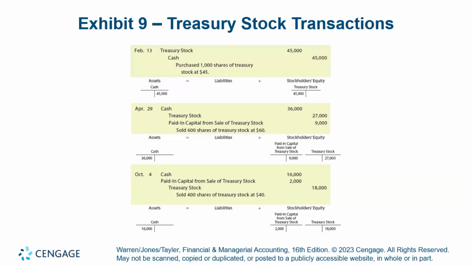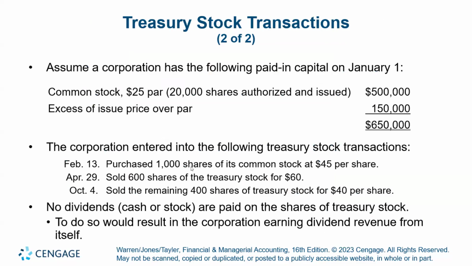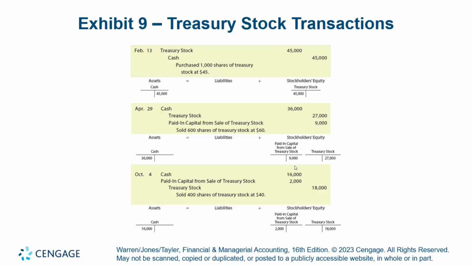So that first transaction, which was to purchase 1,000 shares of its common stock at $45 per share, is that they debit treasury stock and credit cash. That's what it looks like.